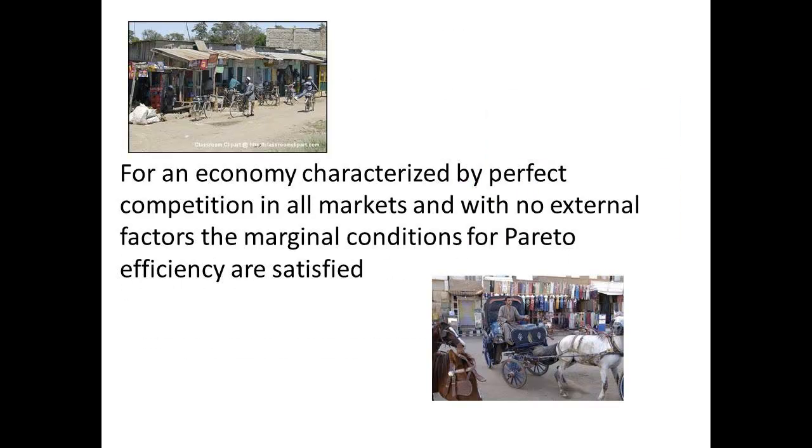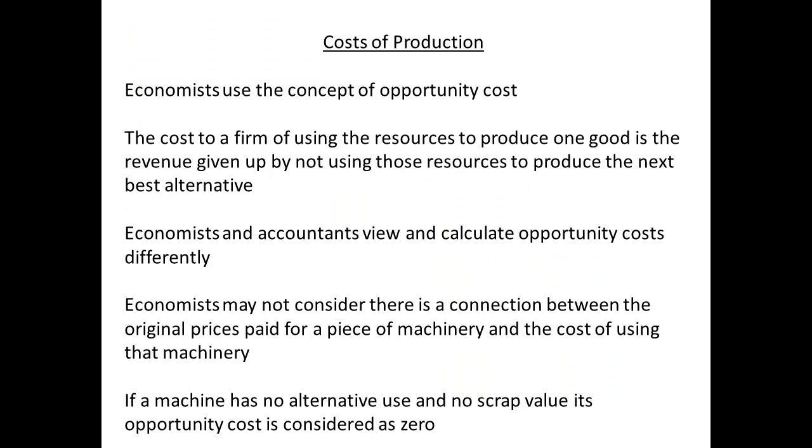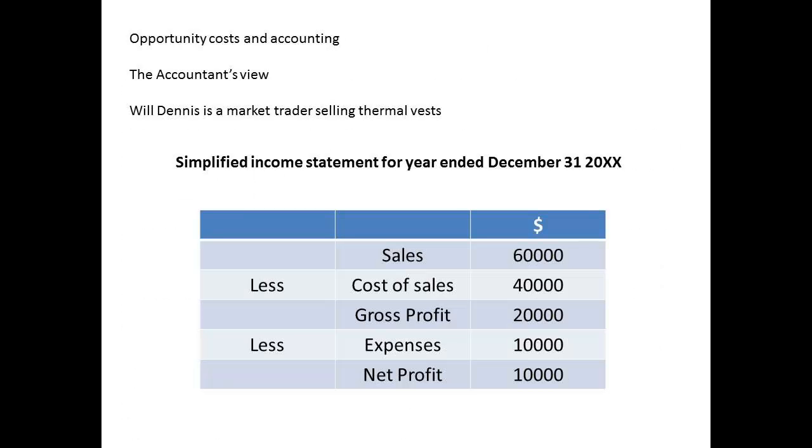Perfect competition means that there are no external factors that will influence the market, and that the marginal conditions for Pareto efficiency are satisfied. Some of you will have studied accounting, and it is important to bring out a difference between the way accountants and economists differ in how they consider opportunity costs. To an accountant, the cost of using a resource, such as plant and equipment, is a cost that is expensed over the lifetime of the equipment. The economist may consider there is no relationship here if the equipment has no other purpose and no scrap value. Opportunity costs are considered differently by economists.